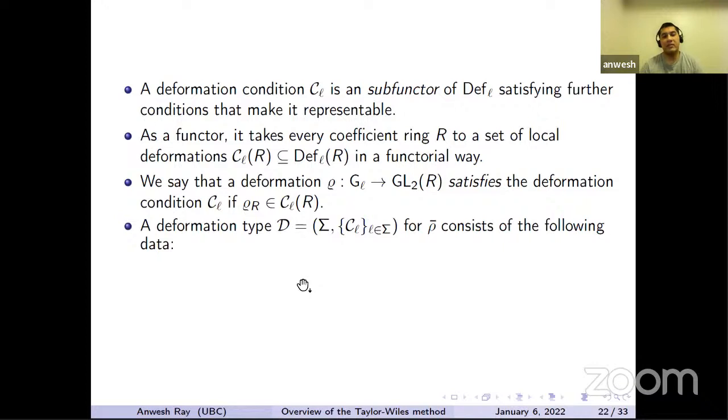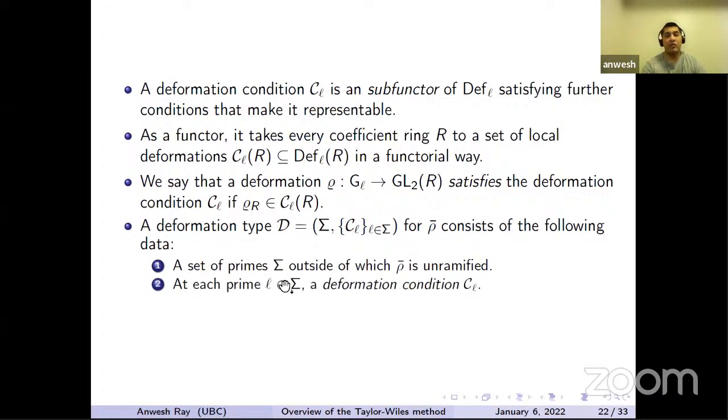Okay, so what is the deformation type? This is what we want to impose on our global deformations. We fix a set of primes sigma, a set of primes outside of which rho bar is unramified. In other words, the deformations are allowed to ramify only in the set of primes sigma, which is finite. Furthermore, at every prime L in sigma, we impose a local deformation condition. What that means is we only specify certain deformations at L to be admissible.